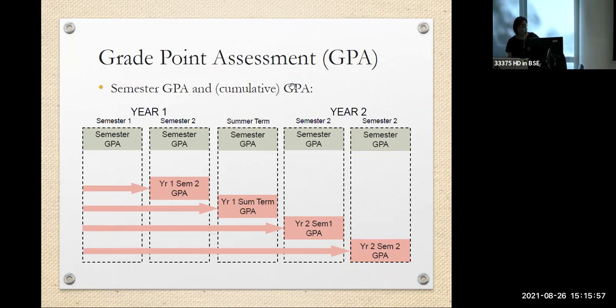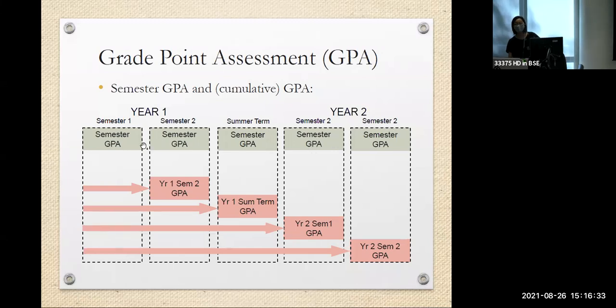Okay, so cumulative GPA, from the name, you should be able to tell that it is counted cumulatively. So from day 1 to the time of calculation. So for example, by the end of your study, so year 2, semester 2, this GPA will calculate all the subjects that you have taken so far. But this semester GPA will only count the subjects that you take in semester 2, year 2.